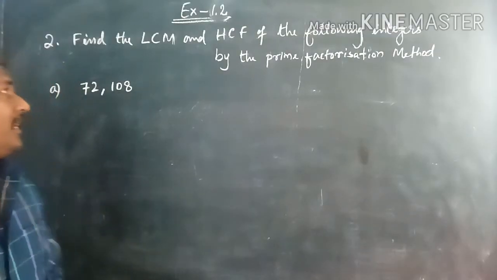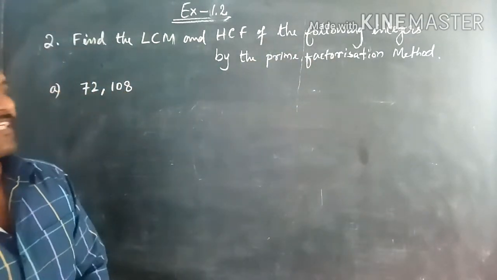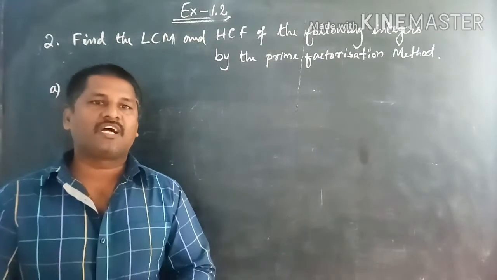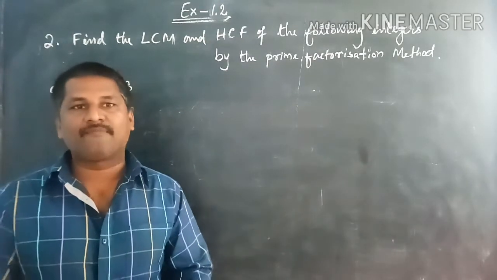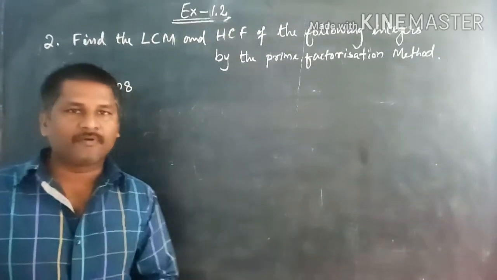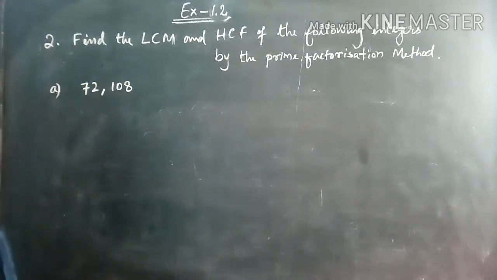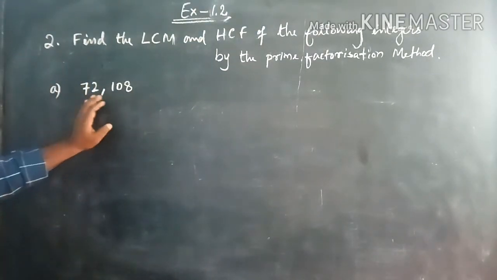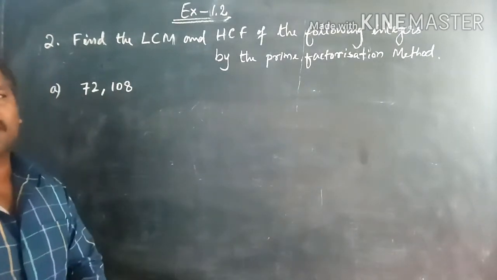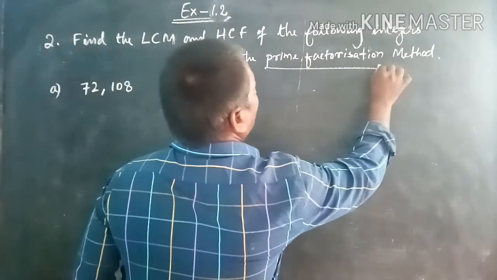Now you have to find the LCM and HCF of the following integers by the prime factorization method. In the first bit we discussed that we have to convert the given numbers into a product of prime factors, and using the same method we have to find the LCM and HCF of the given numbers. Let us start here. Two numbers are there, one is 72 and the other is 108. How can you find the LCM and HCF of the given numbers? By using the prime factorization method.